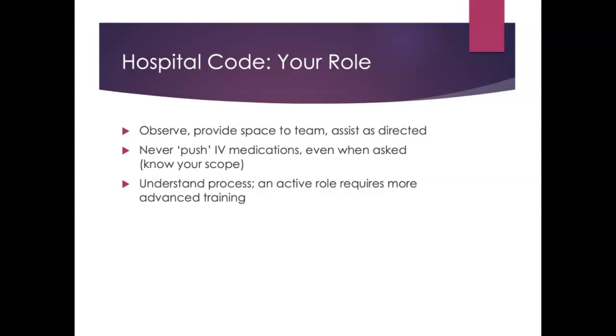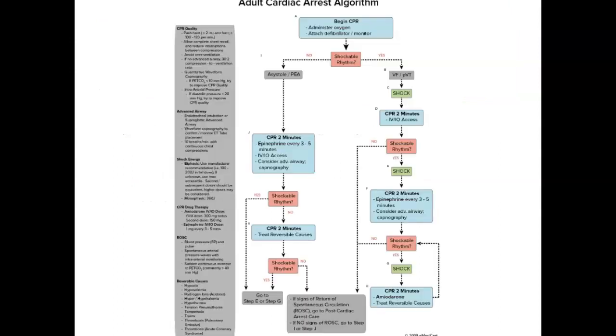To have an active role requires advanced training, and you will get that training when you get your first RN job. But let's go through an adult cardiac arrest algorithm. So a code blue is called. You're going to begin CPR, administer oxygen, attach the defibrillator and the monitor. What is the monitor telling you? Is it a shockable rhythm is the first thing.